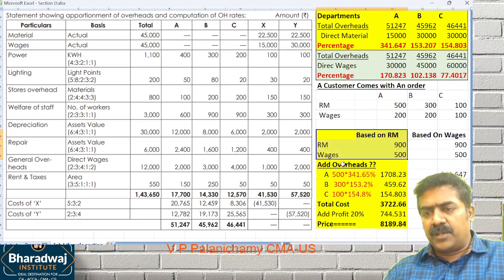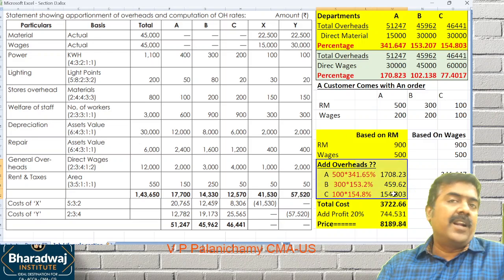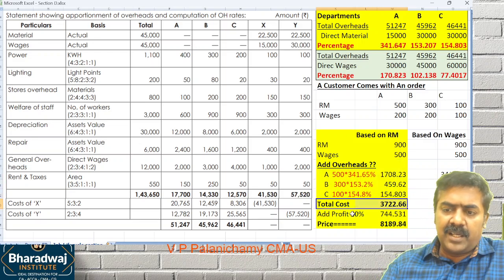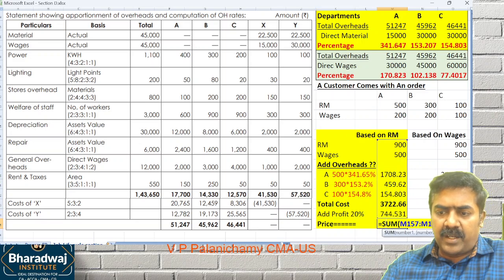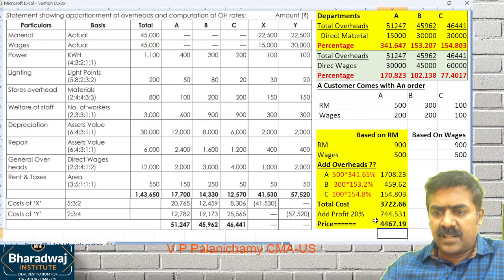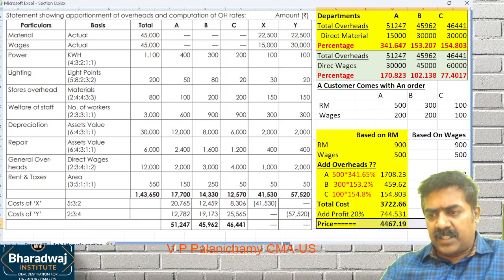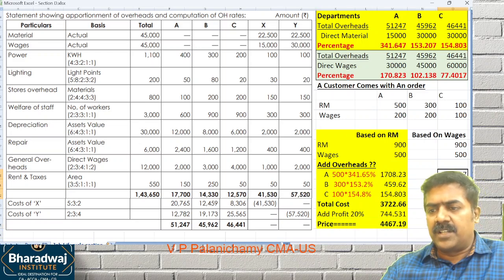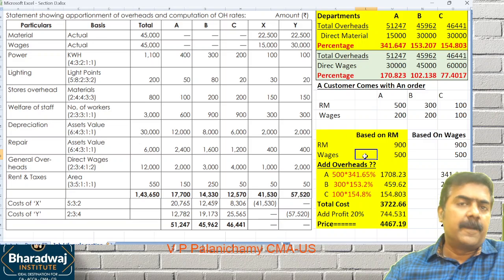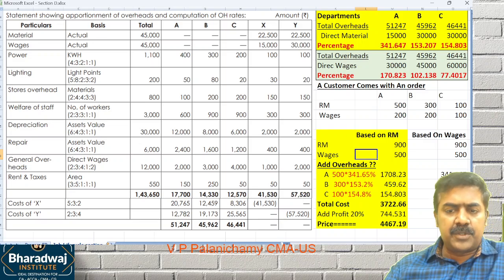So charge for your direct cost, charge for your indirect cost on a suitable basis, get the total cost, add the profit and quote the price. Add the profit and what? Quote the price. Sir, price is different. Yes, because the method of absorption of overhead is different. Method of absorption of overhead is what? Different. I request you to copy this.